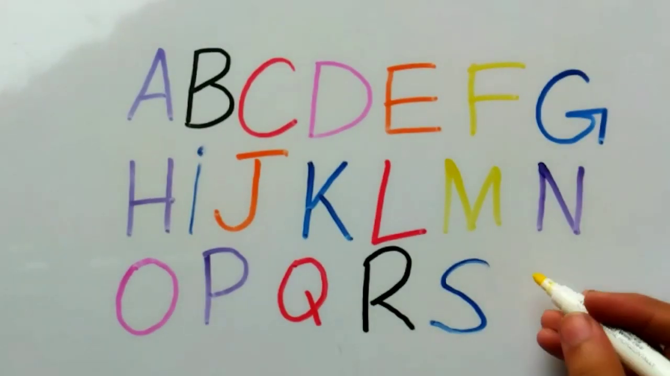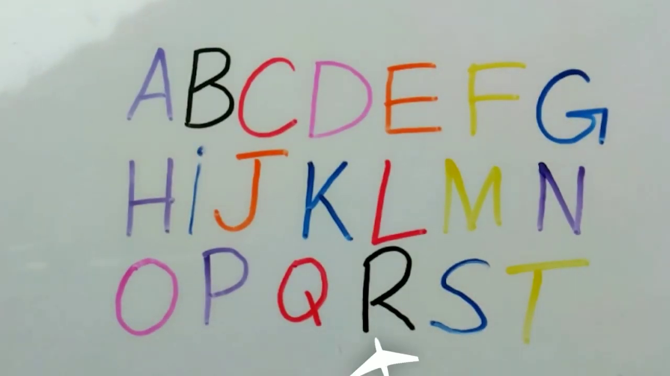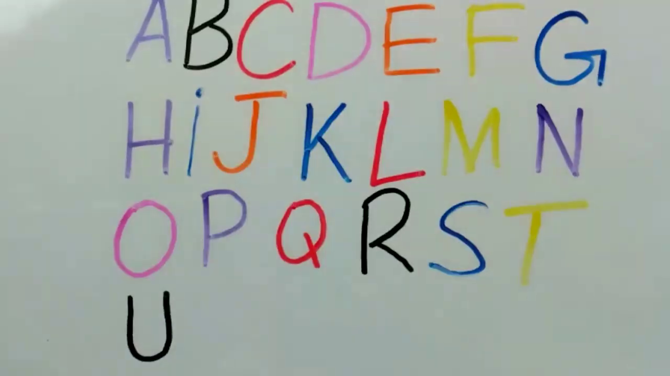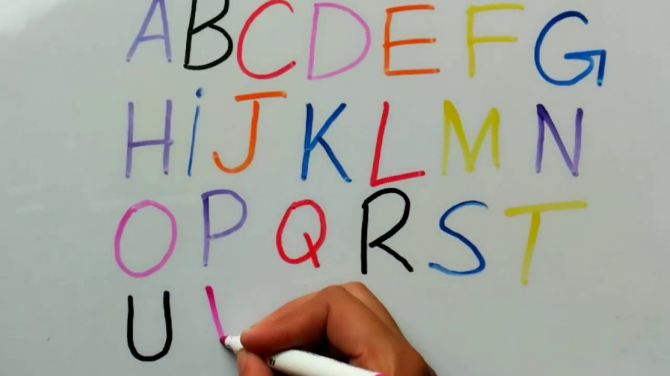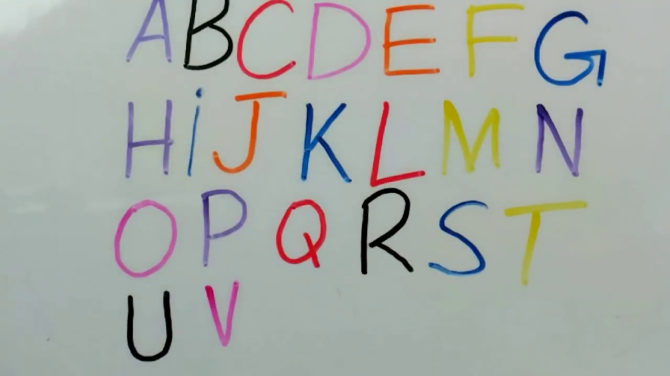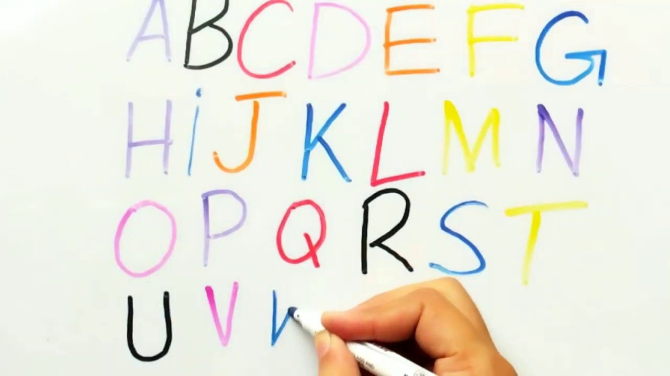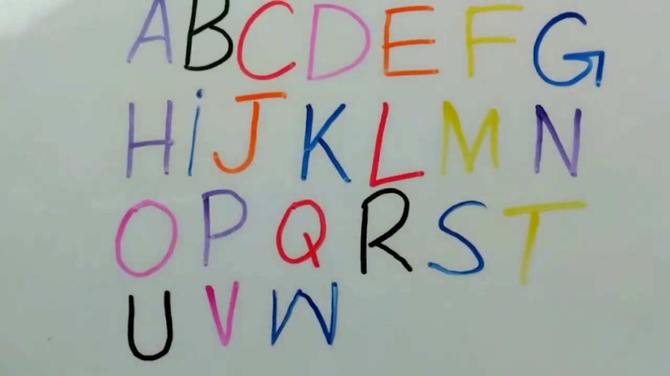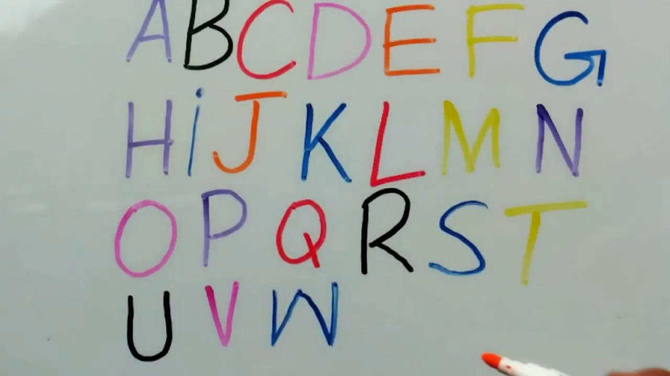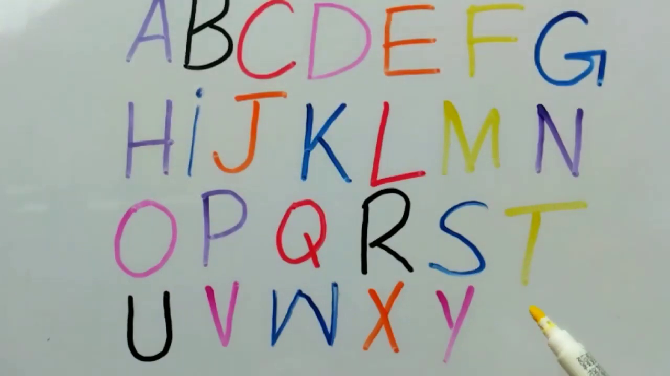S for sun. T for table. U for umbrella. V for violin. W for watch. X for xylophone. Y for yellow. And Z for zebra.